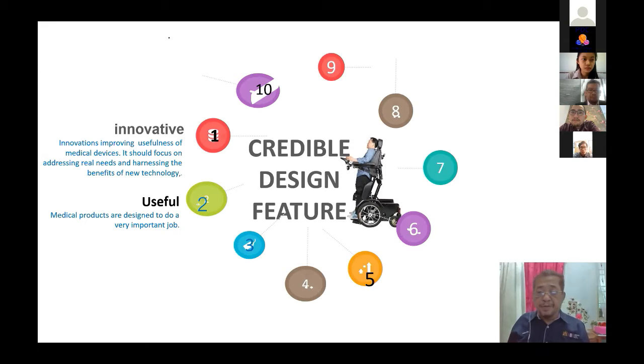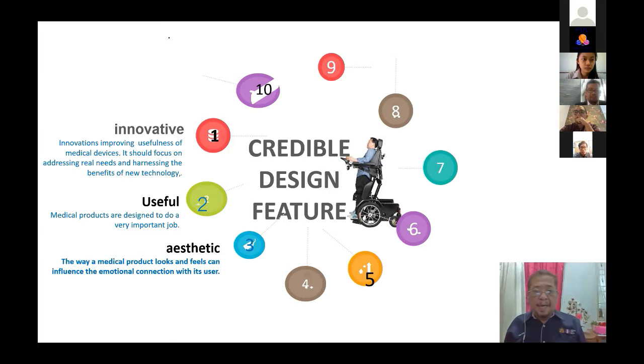The second feature is usefulness. All product design in the medical field should serve a purpose. The purpose can be to serve the patient, to serve the doctors, or all the medical frontliners. Okay, and the product must serve its basic purpose. There is a function, a job of the product, so it must serve that.